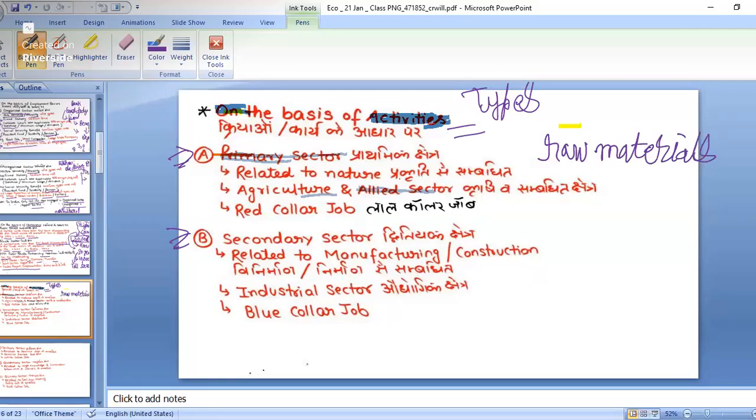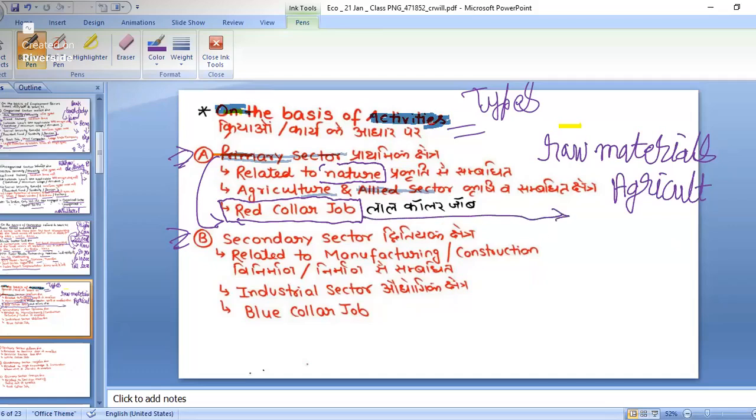So there is involvement of nature. Those sectors which have direct involvement of nature, that particular sector is known as the primary sector. This primary sector is also known as red collar job. Remember that questions can be asked about which sector is known as red collar job. Or instead of giving the primary sector name, they might ask which collar job agricultural activities come under. That is red collar jobs.